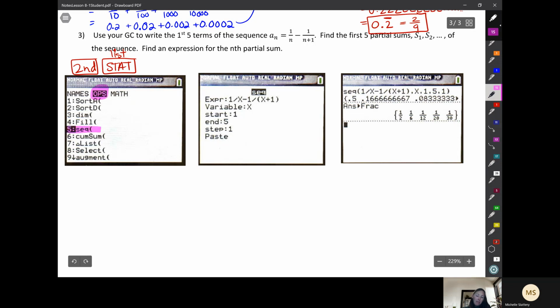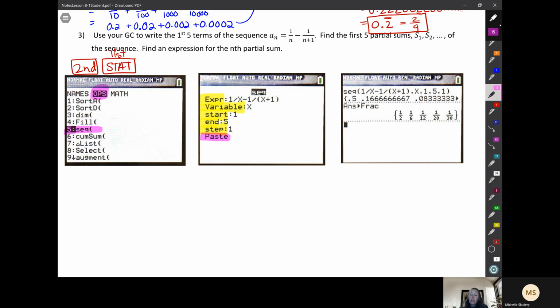And then we're going to choose option 5, which is sequence. Okay, so we choose option 5, which is sequence, and then your calculator is going to give you this menu. So it asks you to input the expression, the variable, the starting point, the ending point, what you want to count by. So we're counting by ones. Okay. And then once you get that all done, you're going to keep arrowing down until you're highlighting on paste, and you press paste. Okay.